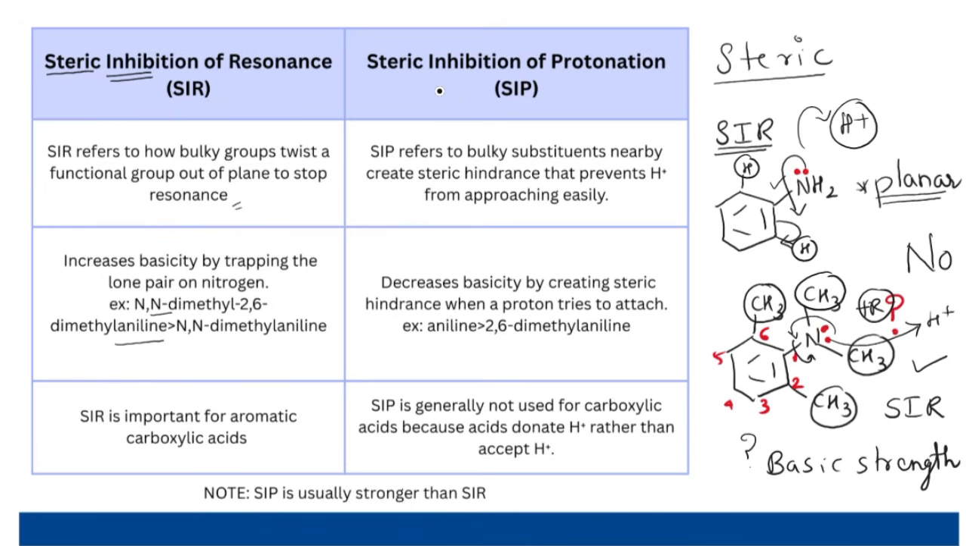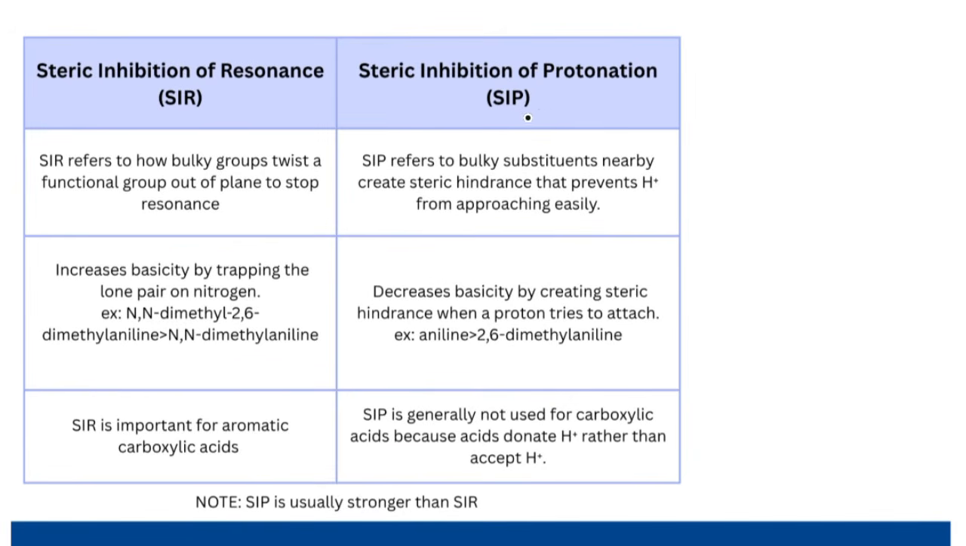Now let's understand what is SIP with an example. The SIP effect is mainly known for amine molecules. Why are amines used here? Because they are popular Lewis bases. For example, let's take an amine like RNH2. When it accepts a proton, as it is a Lewis base, it is going to form an ammonium ion like this.